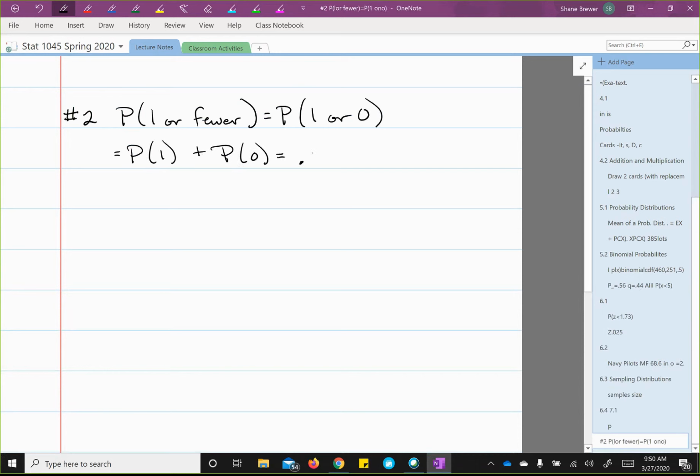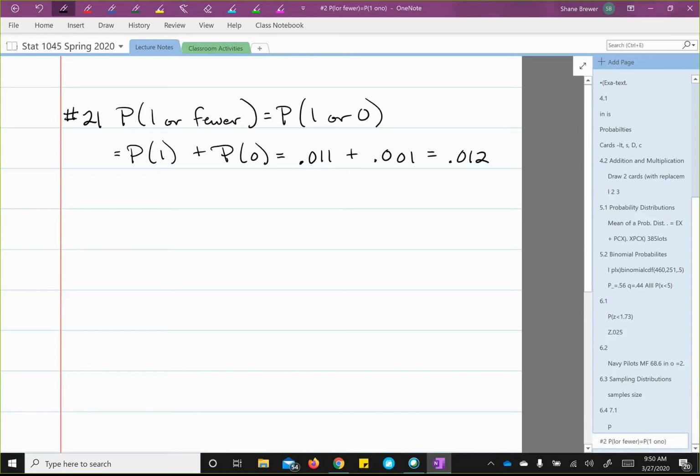Probability of getting 1 is 0.011. And the probability of getting 0 is 0.001, so 0.012. That's it. You just look at the table. You find the probability of getting 0, find the probability of getting 1, add them together. Okay? So that was number 2B, I think.